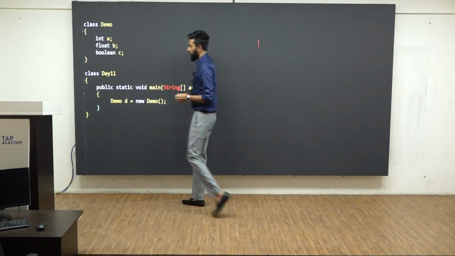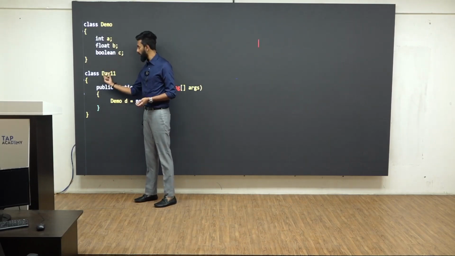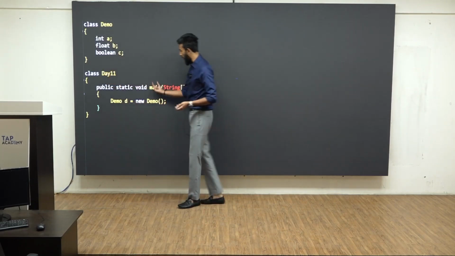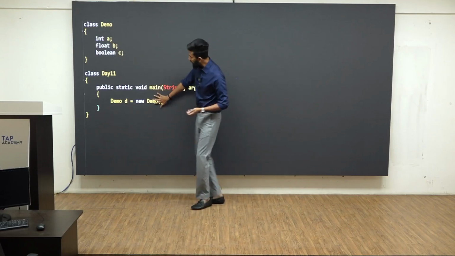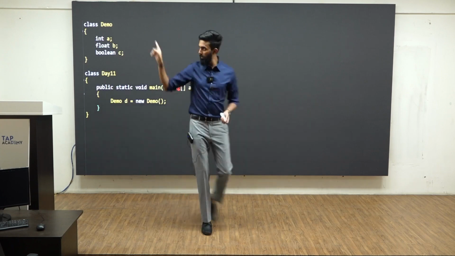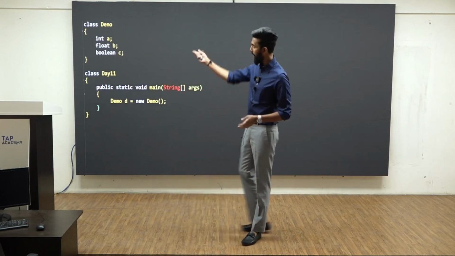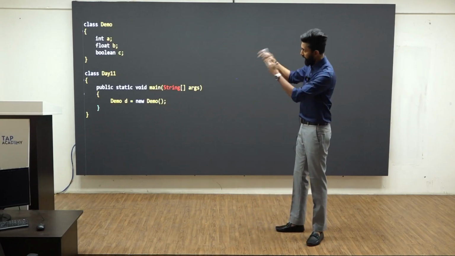Those who are revising know that I have told you that the file name should be the same as the class name inside which you have the main method. If this main method was inside demo, then you say demo.java. I agree. But main method is inside day11. So day11.java. Understood? Okay. After saving, now I will try to execute.